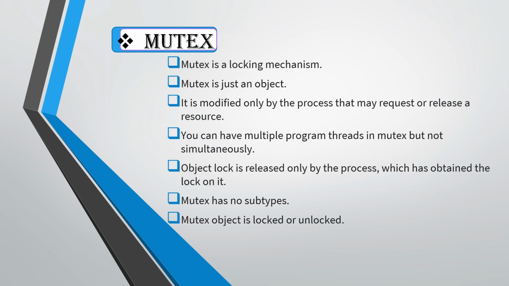Moving further, we are going to see mutex. Mutex is a locking mechanism. Mutex is just an object. It is modified only by the process that may request or release a resource. You can have multiple program threads in mutex but not simultaneously. Mutex has no subtypes, and a mutex object is locked or unlocked.